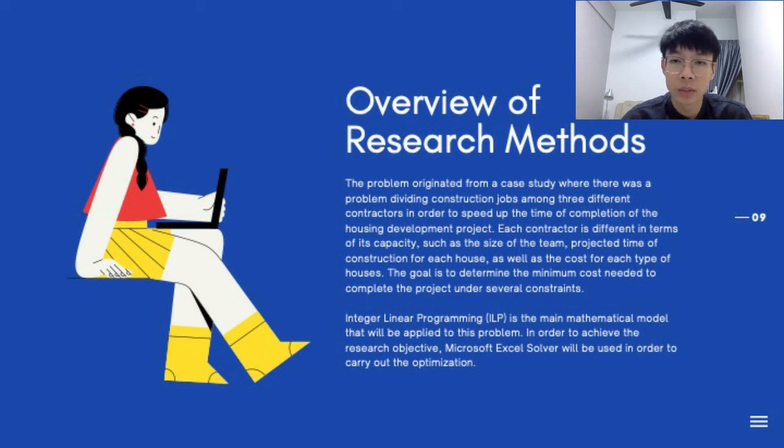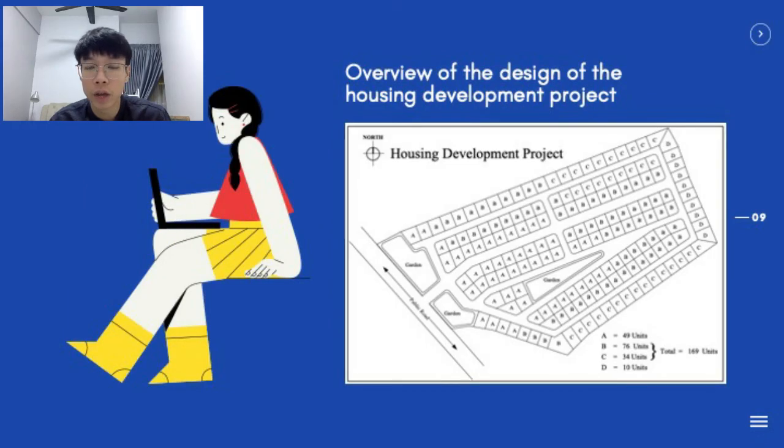The goal is to determine the minimum cost needed to complete the project under several constraints. Integer linear programming is the main mathematical model that will be applied to this problem. In order to achieve the research objective, Microsoft Excel solver will be used in order to carry out the optimization. Let's have a look at the overview of the plan.